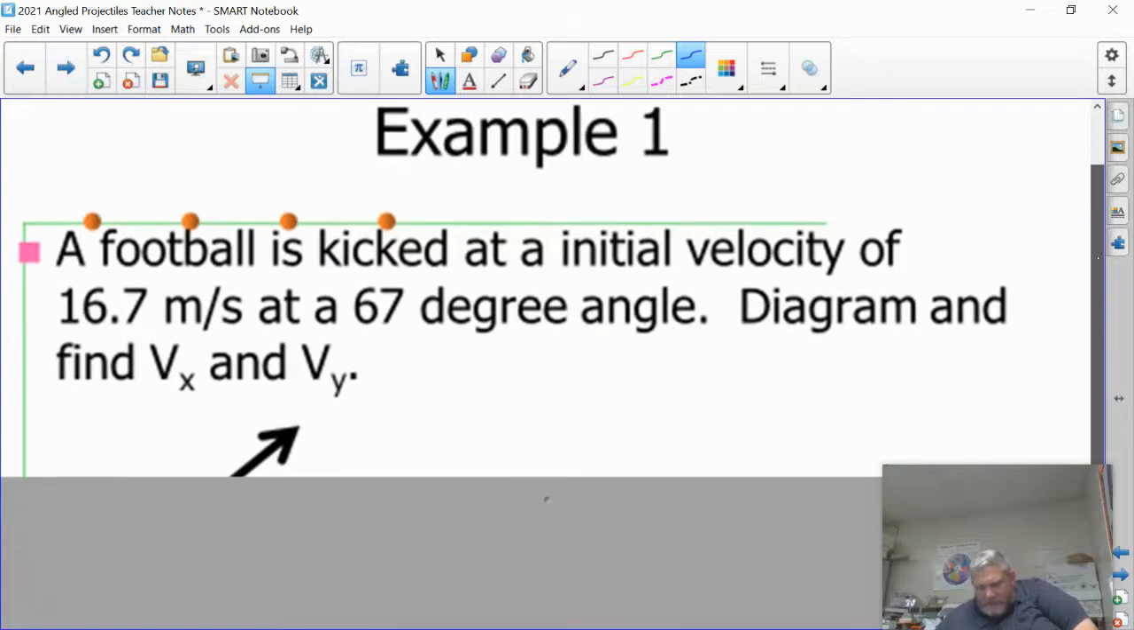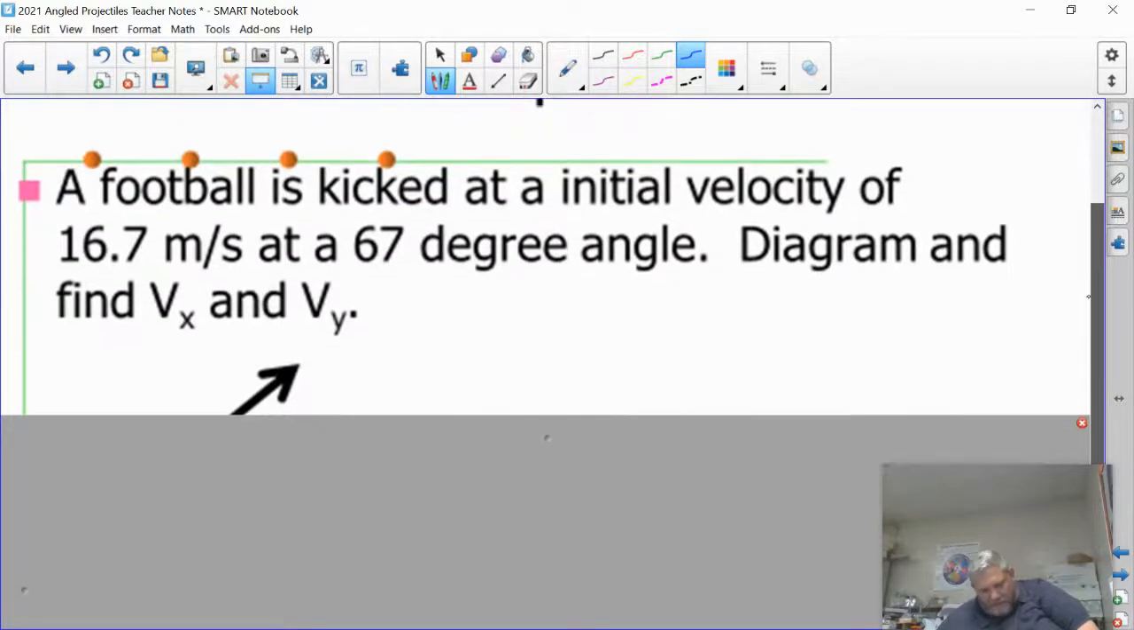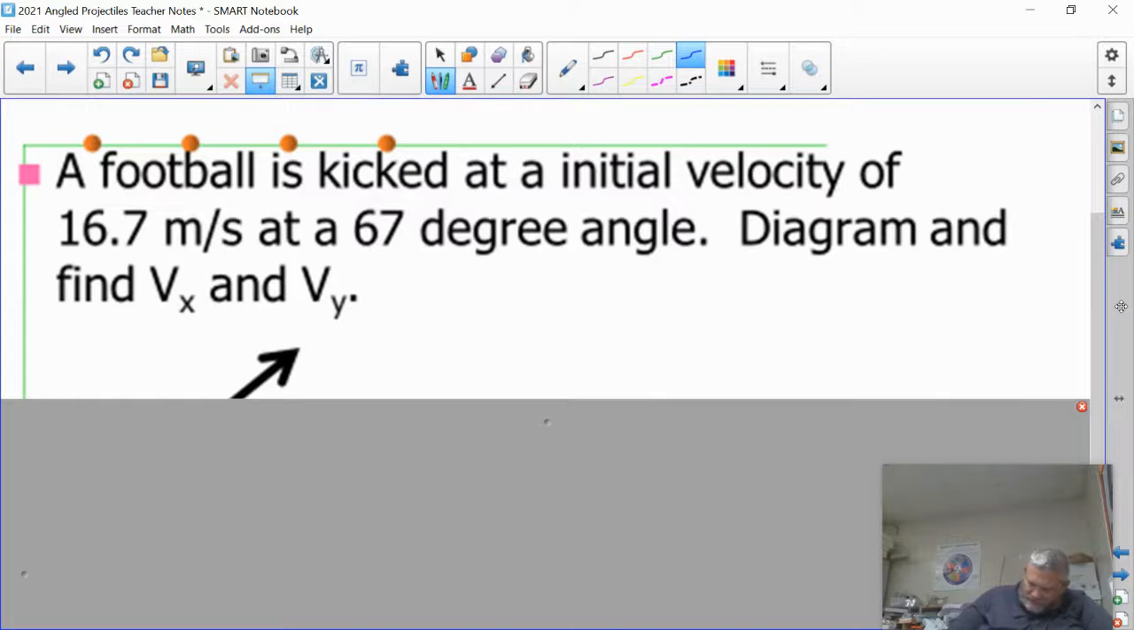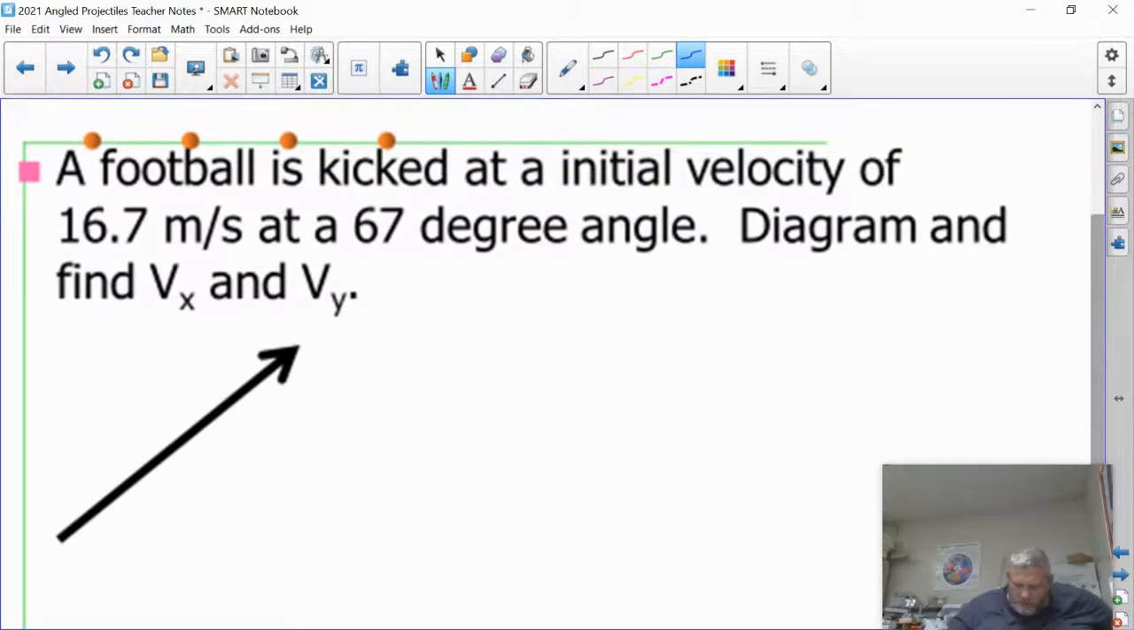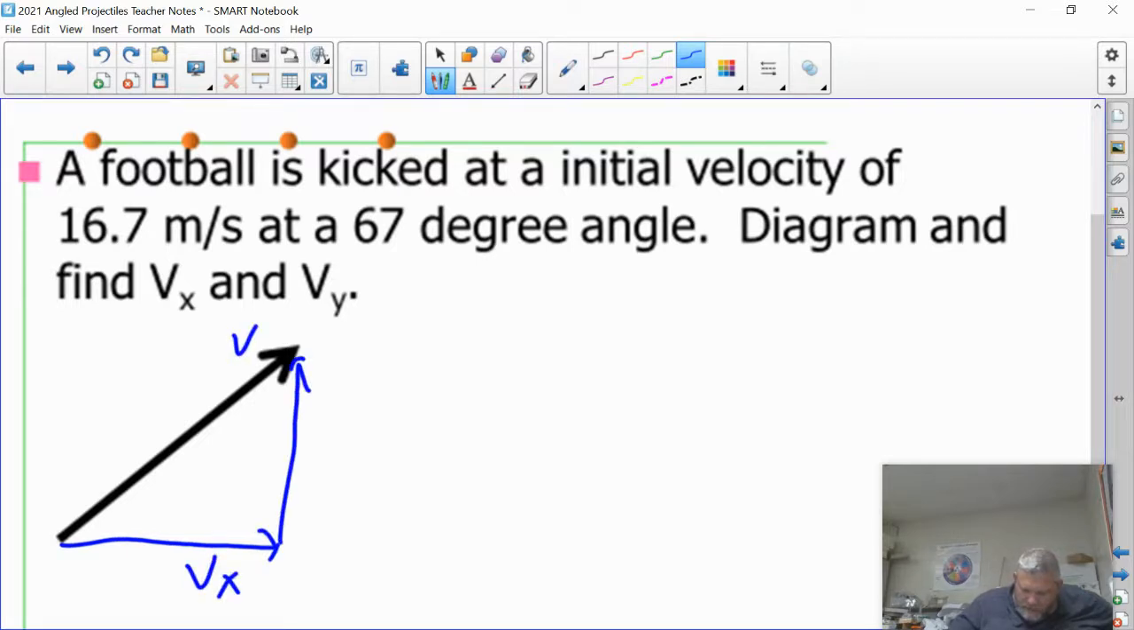All right, so let's look at an example. A football is kicked at an initial velocity of 16.7 meters per second at a 67-degree angle. They want you to draw a diagram first, and find Vx and Vy. So this is V, this is Vx, this is Vy, and this is 67 degrees. And this is 16.7. V equals 16.7 meters per second.